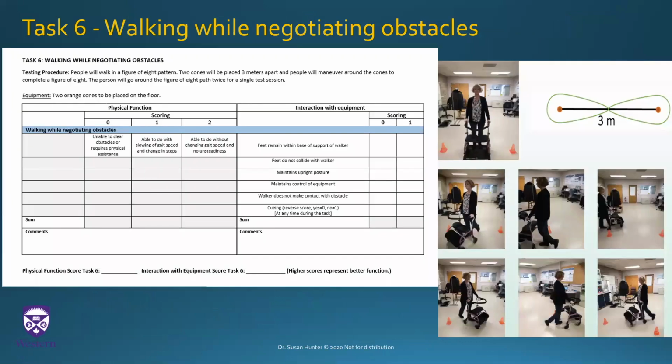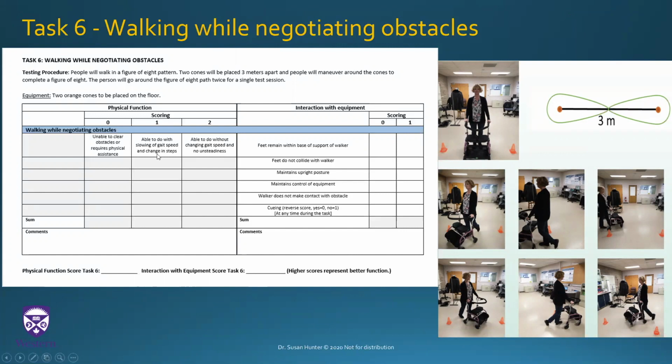Task 6 is walking while negotiating obstacles. This is asking the people to do a figure of 8. We place 2 cones 3 meters apart. The person starts in the middle, and then they walk around 1 cone, come back through the center, walk around the second cone, come back, and stop in the middle. Again, in terms of physical performance, we're looking at changes relative to how they did in task 3.